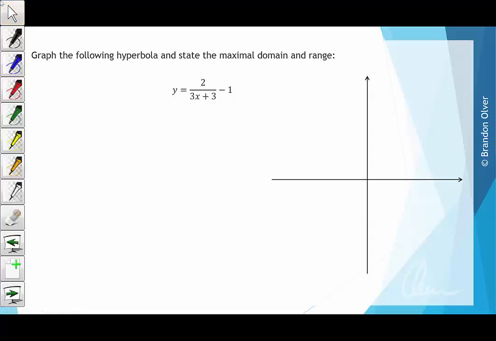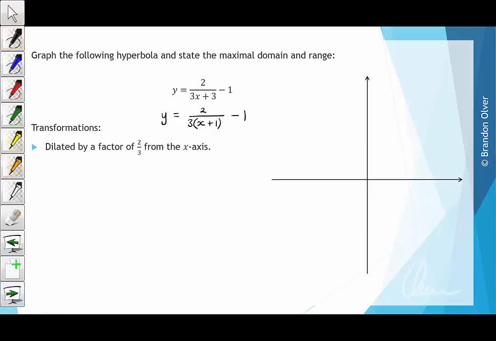In this video, we'll graph the hyperbola y equals 2 divided by 3x plus 3, minus 1. The first thing we want to do is get it in a better form so we can see what's happened with the transformation. If we factorize the bottom line, we find it's the same as 3 bracket x plus 1, and then we'll still have the subtract 1.